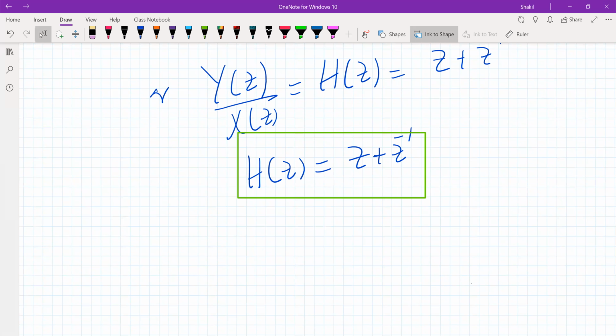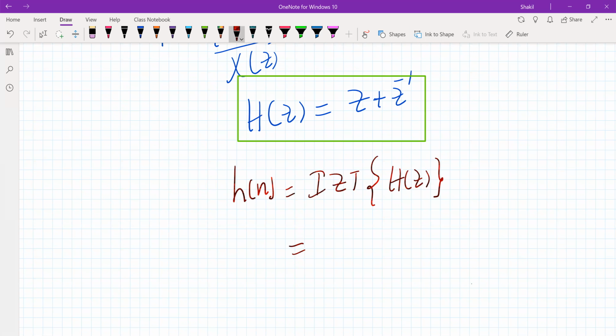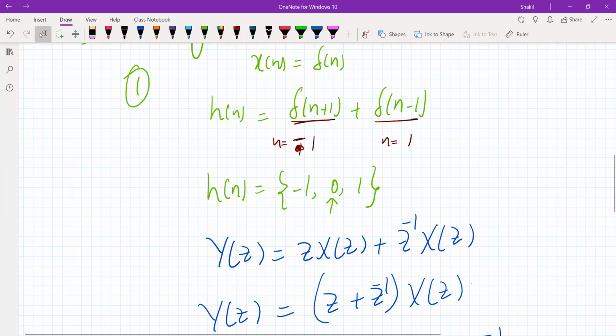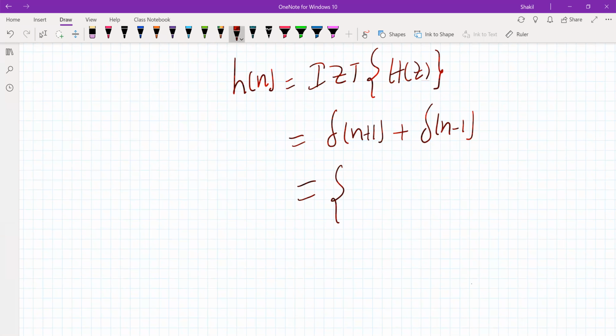Now the impulse response of this system, h of n, will be equal to the inverse Z transform of h of Z. Taking the inverse, it is simply delta n plus 1 plus delta n minus 1. You can see I wrote it directly. So this is the impulse response, and as a sequence you can say it is 1 at n equal to minus 1, 0 at n equal to 0, and 1 at n equal to 1.